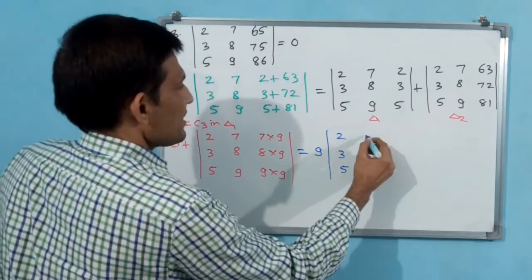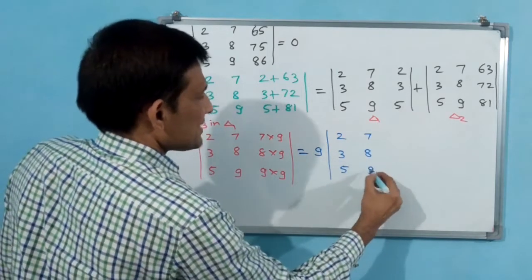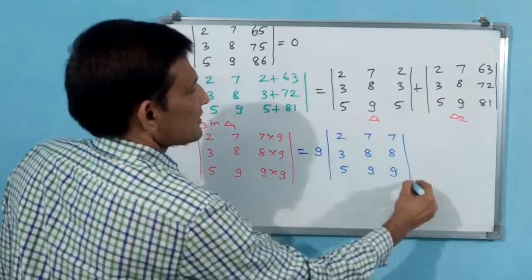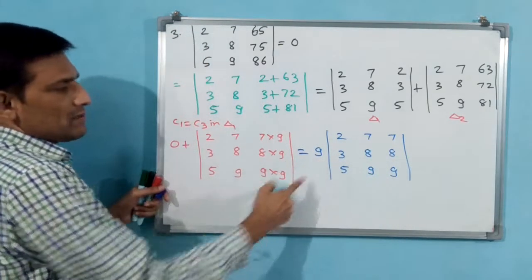Okay. 7, 8, 9. Okay, and 7, 8, 9 again. Why? Because 9 has come outside. 9 has come outside. Okay.